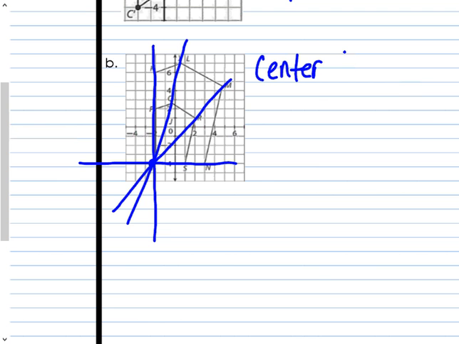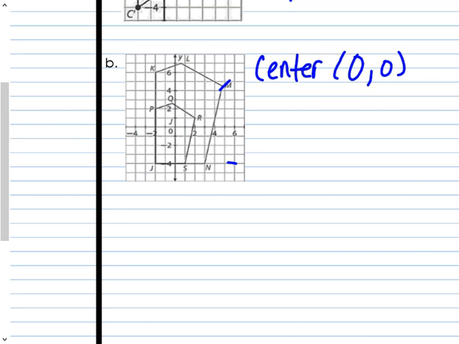Now don't get your hopes up. The center is not always 0, 0. These are just our easier examples, so they happen to be this time. We also need to find our scale factor. Our scale factor is image over pre-image.